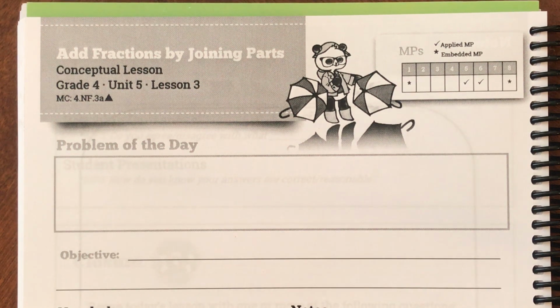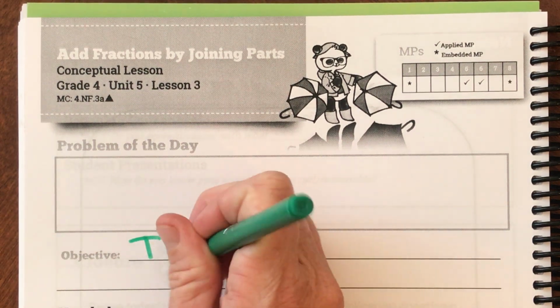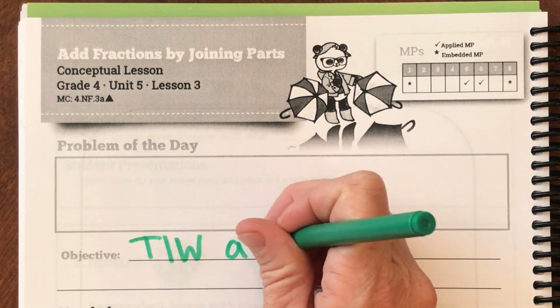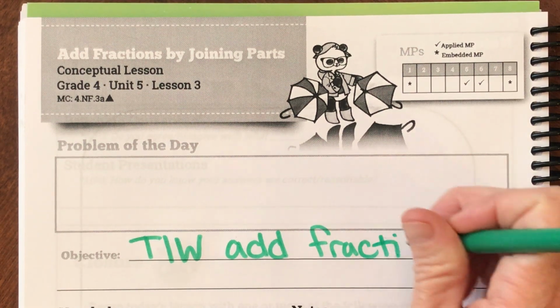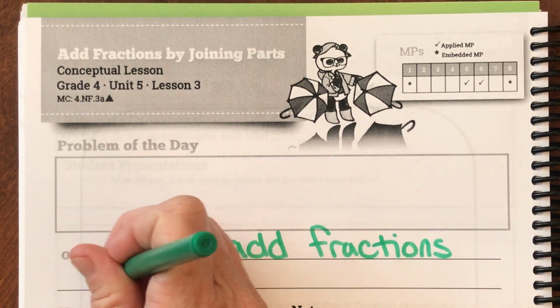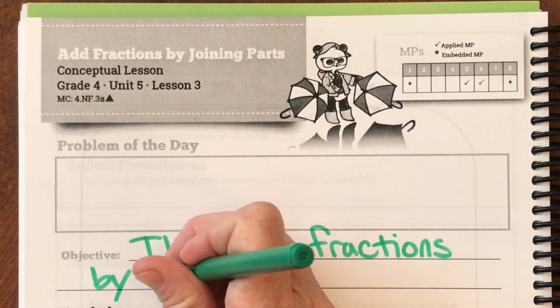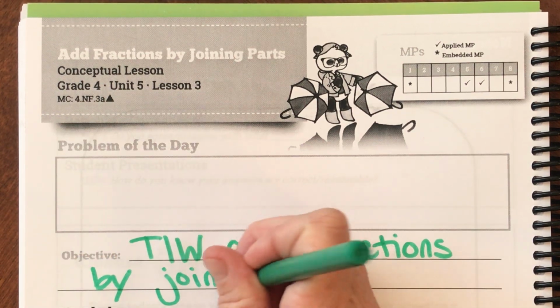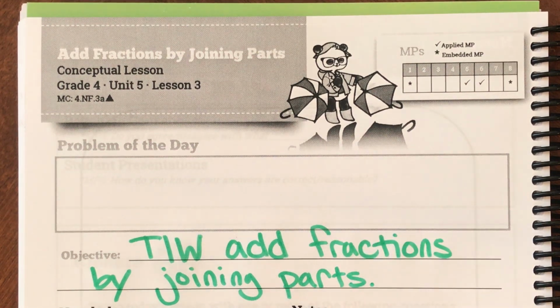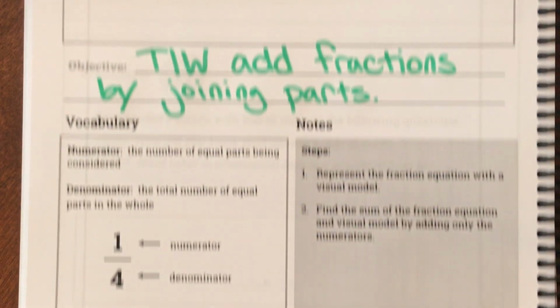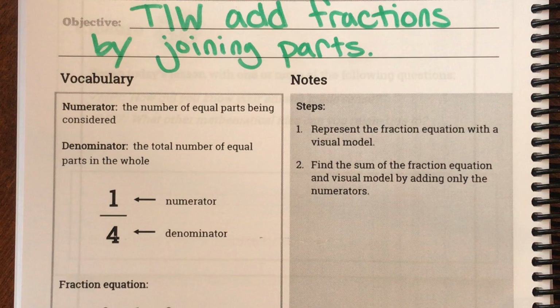Okay, so our goal today, or our objective is, today I will add fractions by joining parts. Okay, so that's our goal today. Today I will add fractions by joining parts. So let's look at some of our key vocabulary today.